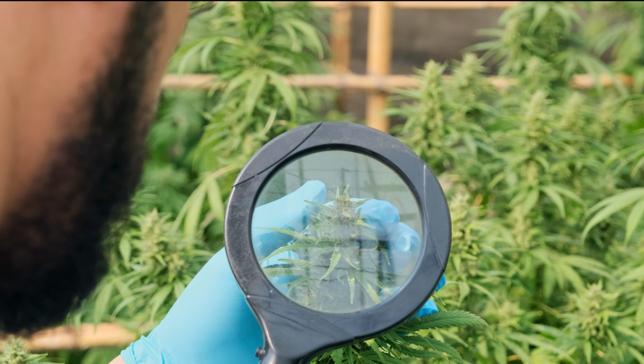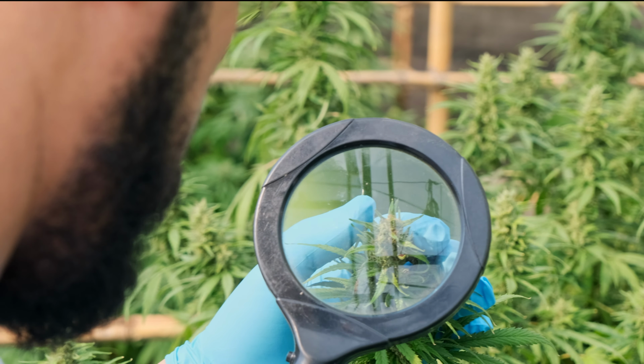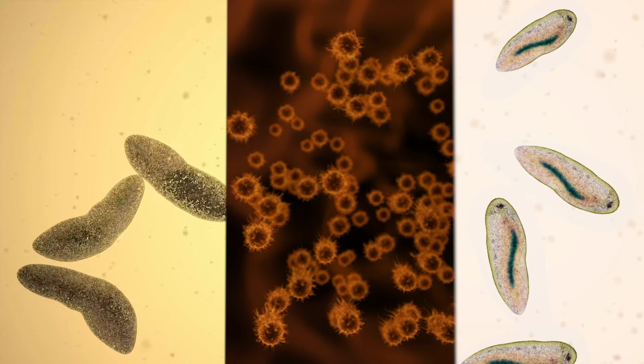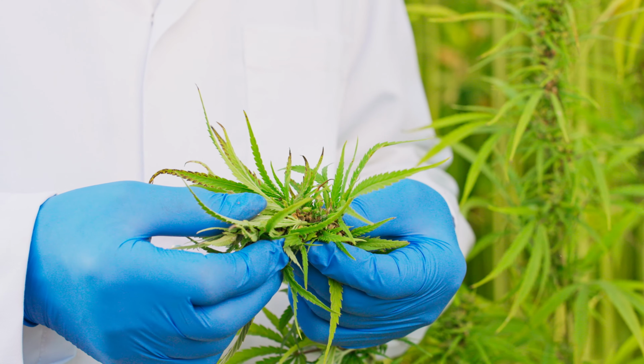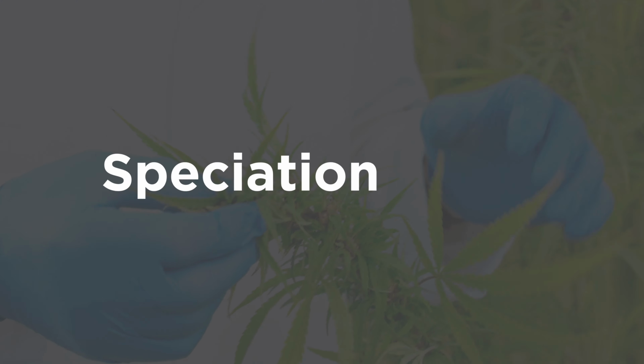For those of us who've dealt with microbial contaminants within the grow, we understand how stressful of a situation this can be. Fortunately, there's a relatively cost-effective way where you can go about determining exactly what species of organisms are causing your samples to fail. This information can help you understand how this organism got into your grow, and additionally what steps you can take to remove or remediate it from your grow. This process is known as speciation.